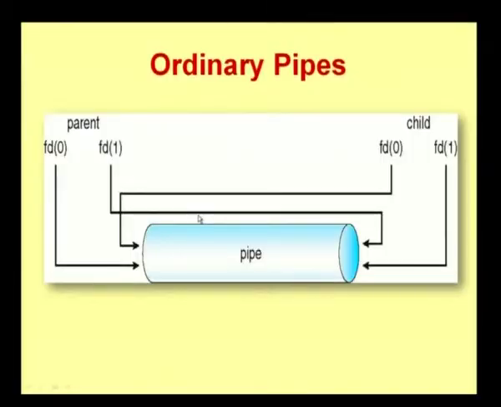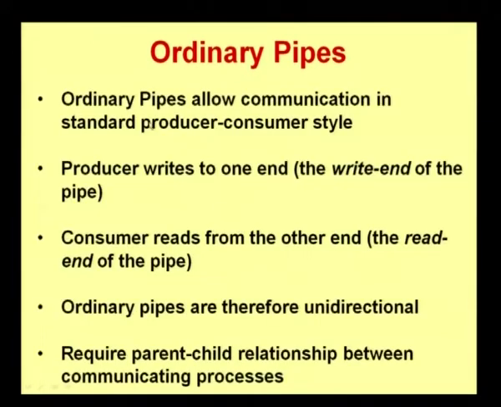Here we are going to see 2 different types of pipe. One is ordinary, the other one is named pipe. We will see with respect to a diagram. So this is an ordinary pipe. An ordinary pipe allows communication in standard producer-consumer style. A producer writes to one end, the write end of the pipe. The consumer reads from the other end, the read end of the pipe. Ordinary pipes are therefore unidirectional. It is not bidirectional, it is only unidirectional.